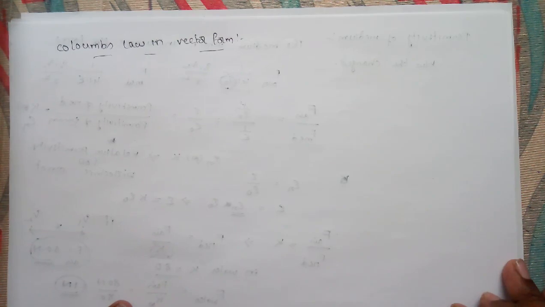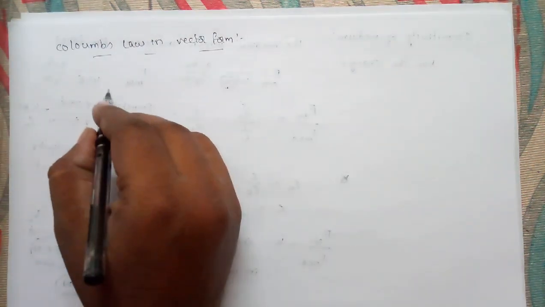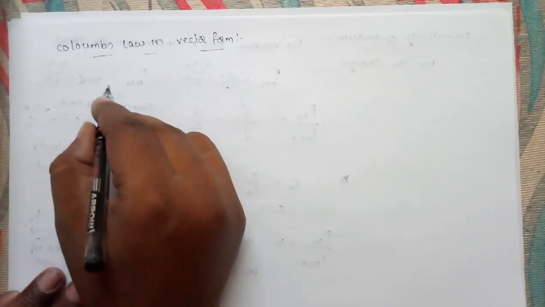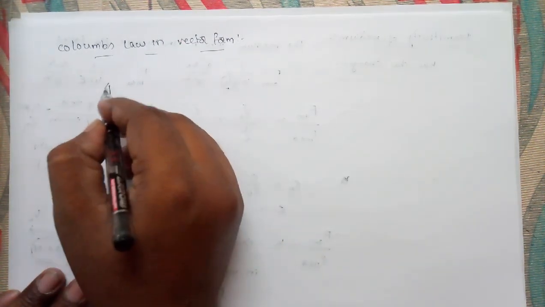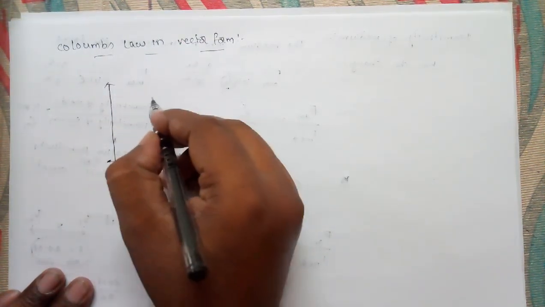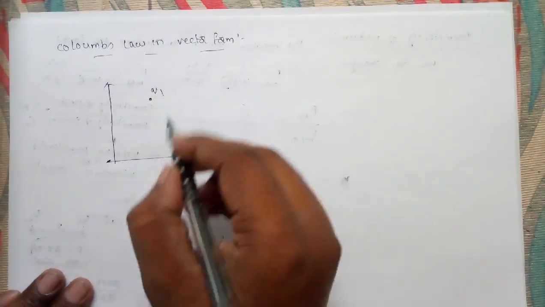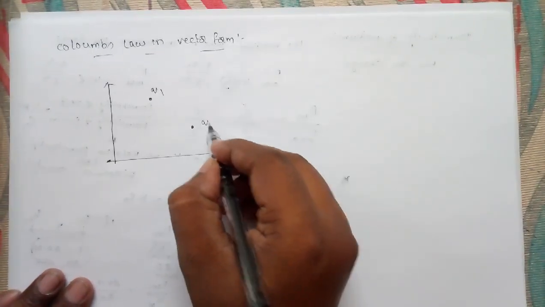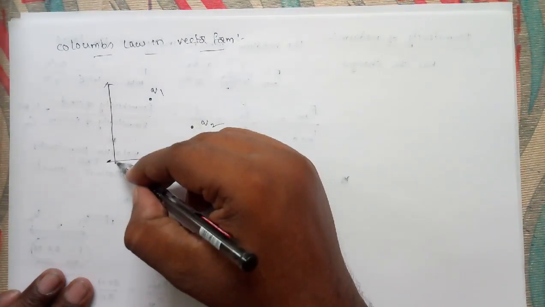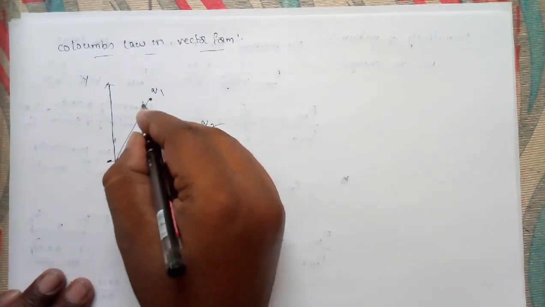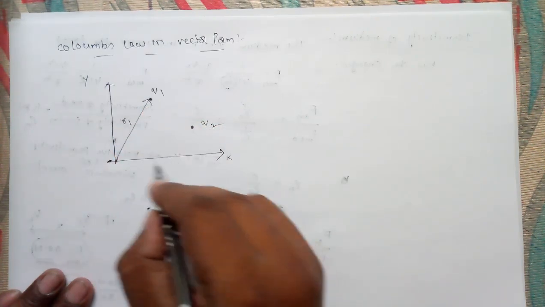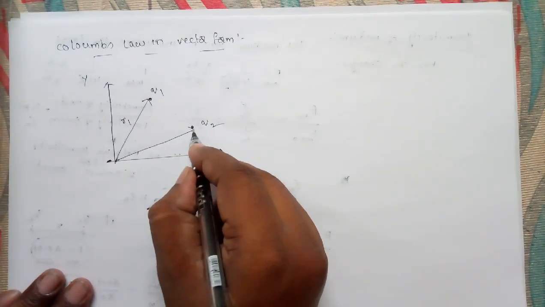How this Coulomb's law can be understood here is, if you take the coordinate system like this, here is charge q1, here is charge q2, and this position vector is r1, and this position vector is r2.